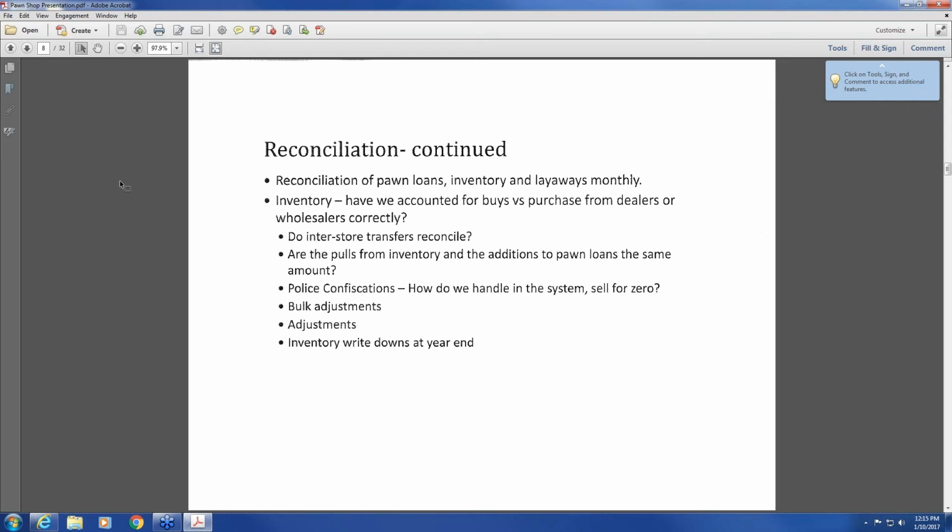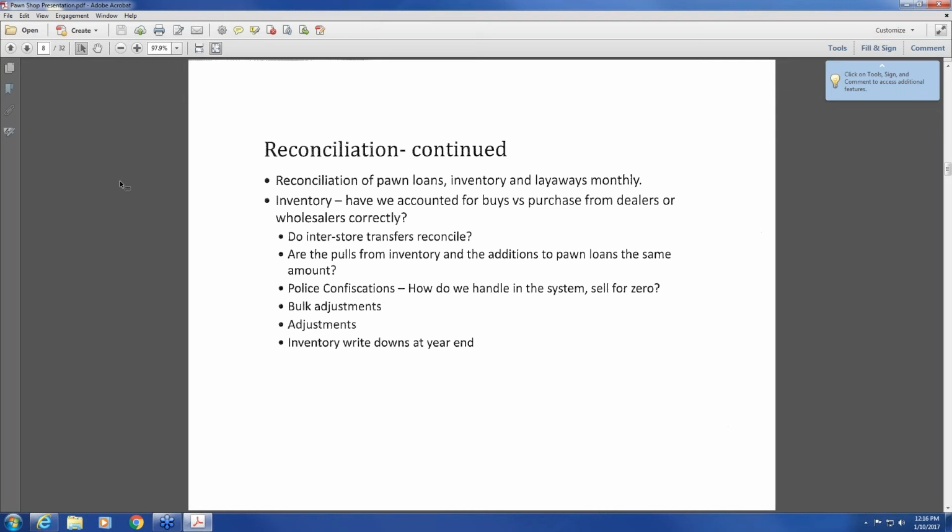If I purchase something from a dealer, am I accounting for it in my pawn software properly? Because I don't want to record that as a buy, because the buy means that I purchased it from somebody and I've got to have a hold on it, versus buying it from a dealer or a wholesaler where I can stick it out there on my shelf automatically and have it included in my inventory right then. So the way that I account for that in my pawn software and the way that I account for it in my accounting system are crucial to getting this recorded correctly.